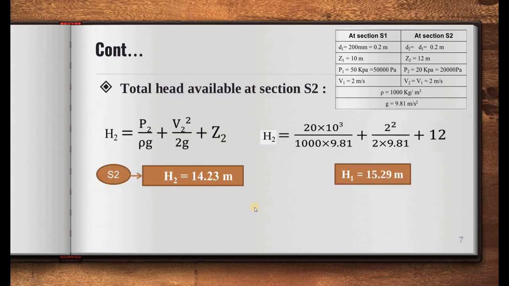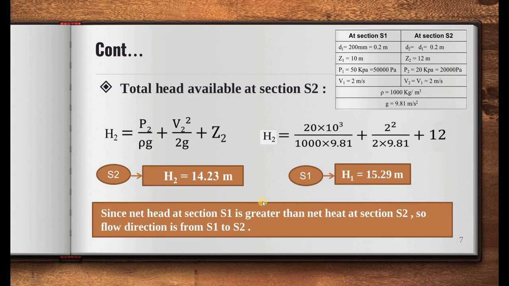That is the total head available at section S2. And earlier we calculated H1, 15.29 meter, the total head available at section S1. When we observe these two, we can say that the total head or total energy available at section S1 is greater than the total head available at section S2. So we can conclude that the net head at section S1 is greater than the net energy at section S2. So the flow direction is from S1 to S2.